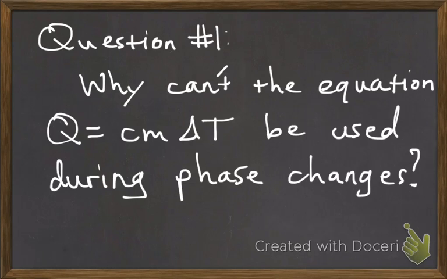Alright, now here's your first question. Question number 1. Why can't the equation Q equals Cm delta T be used during the phase changes? So I want you to take 10 seconds when I say go. Think about this question. So this is your think time. So go. Now, turn to your partner. I want you guys to discuss this answer, and then I will call on somebody at random to answer it for me.